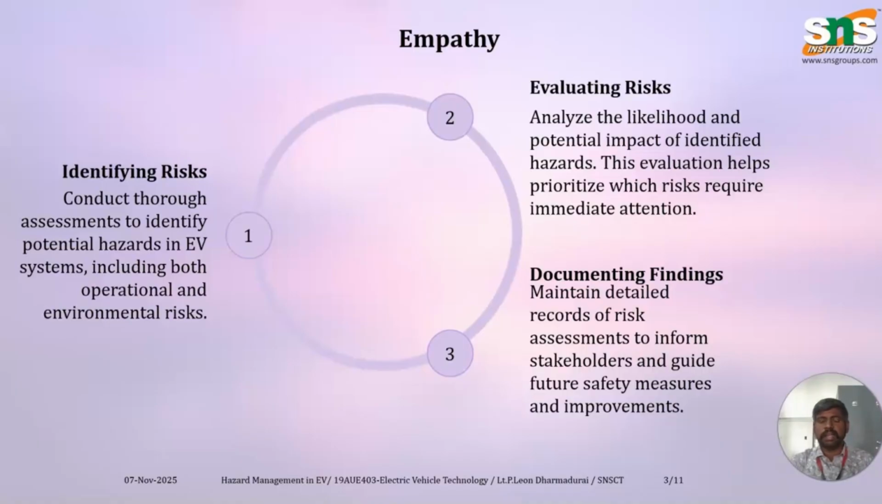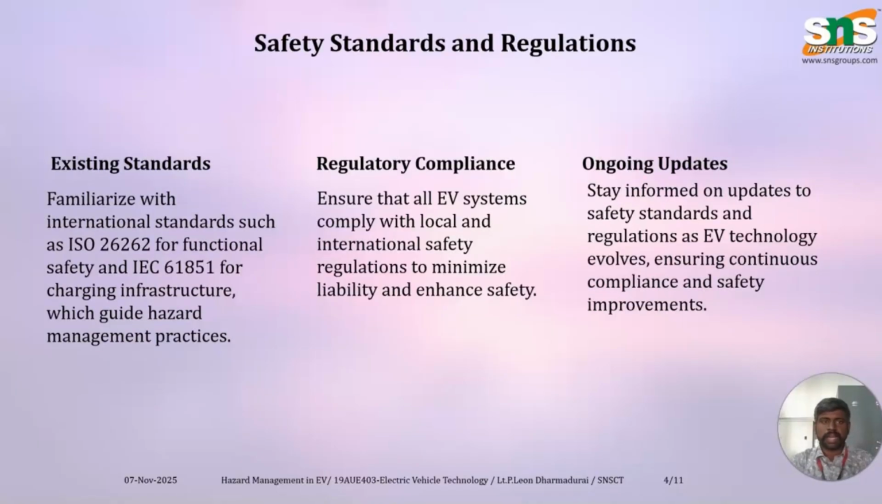so that the expectations of the customer can be understood. After identifying, we need to evaluate which risk factors are affecting us, what we need to address, and which risks are high, so we prioritize and proceed accordingly. We need to maintain proper documentation of the risks identified and give solutions accordingly. For safety standards, ISO 26262 is normally used for functional safety, and IEC 61851 for charging infrastructure. These are some existing standards that need to be followed every time, so that hazard management can be done in an effective way.